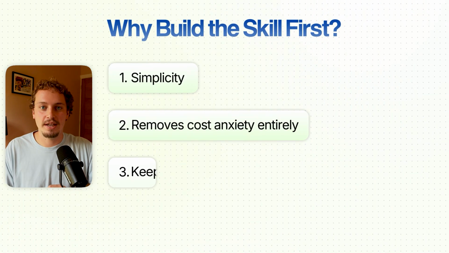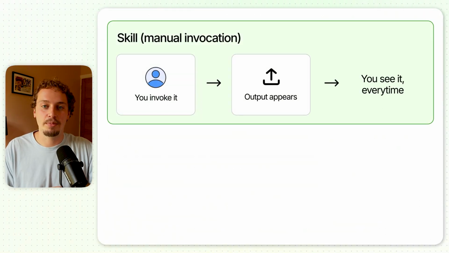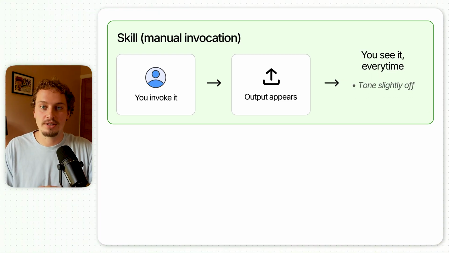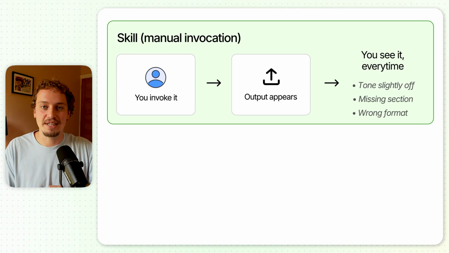But the third reason is the most important one. When you invoke a skill manually, you see the output every single time. And because you're the one who triggered it, you're right there to catch what's wrong. A tone that's slightly off, a section that's missing, a format that doesn't match what you expected. You're naturally in the feedback loop.